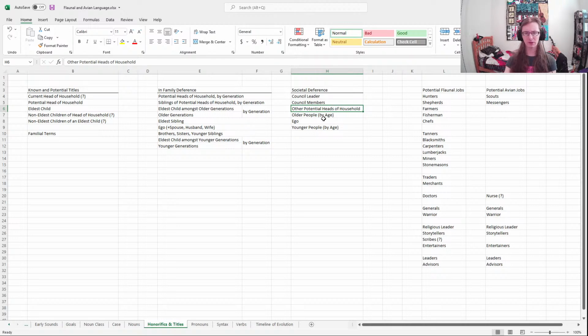Yeah, you wouldn't use high formal for most anyone, because you would be the oldest. Okay, so the council members, as we mentioned on Monday, are made up of heads of households. Essentially, it's the eldest of the eldest of the eldest child, the oldest living eldest child in a family. And the council leader is the oldest among those people.